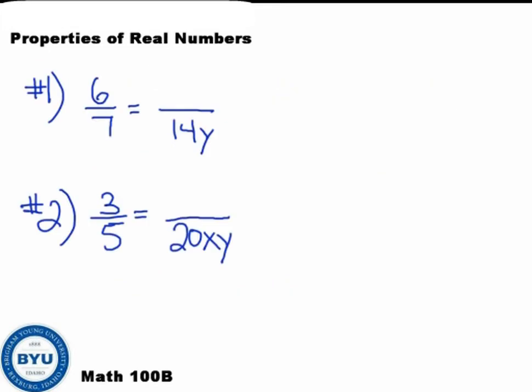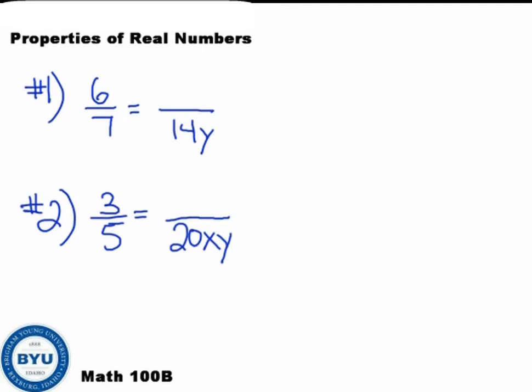So now it's your turn. Let's have you take out your video notebook and use the multiplicative identity. Multiply this fraction by some factor of 1 so that you get the new denominator. So on this first one we have 6/7. We want you to rewrite this fraction so it has a denominator of 14y. And then on number 2 we have 3/5, but we want you to rewrite that fraction so that it has a denominator of 20xy. Go ahead and pause your video and write that down in your video notebook, and then we'll discuss it.